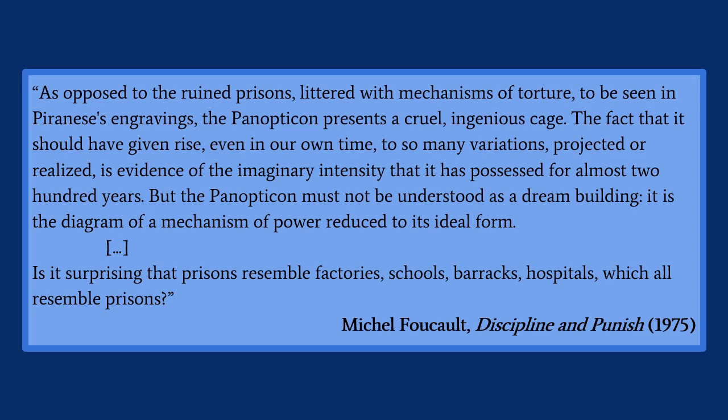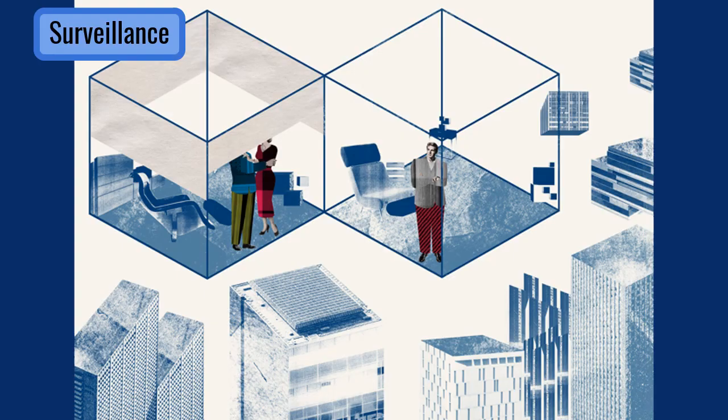Is it surprising that prisons resemble factories, schools, barracks, hospitals, which all resemble prisons? So he's saying it's not only in prisons that the idea of surveillance is everywhere. We also see it in factories, in schools, the idea that everyone should be visible at all times. There should be no space to hide. That is key to disciplinary society. And it's also key to dystopias.